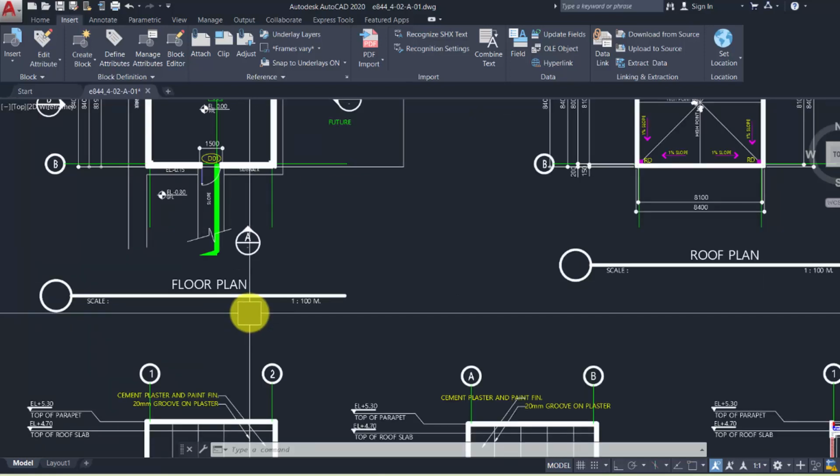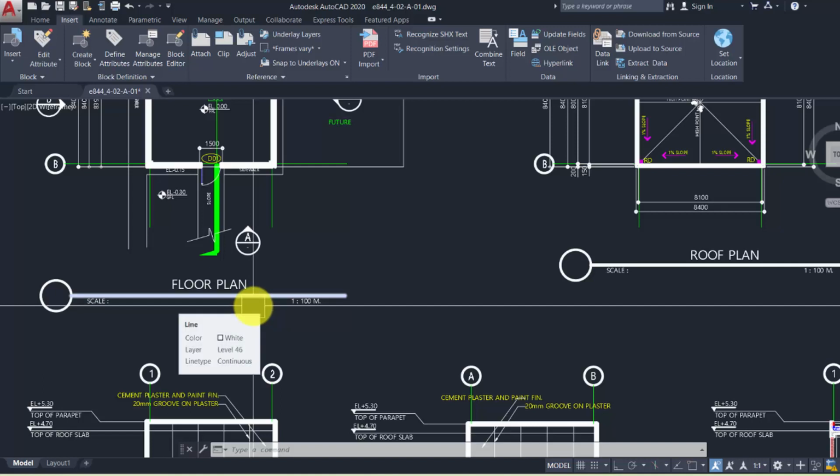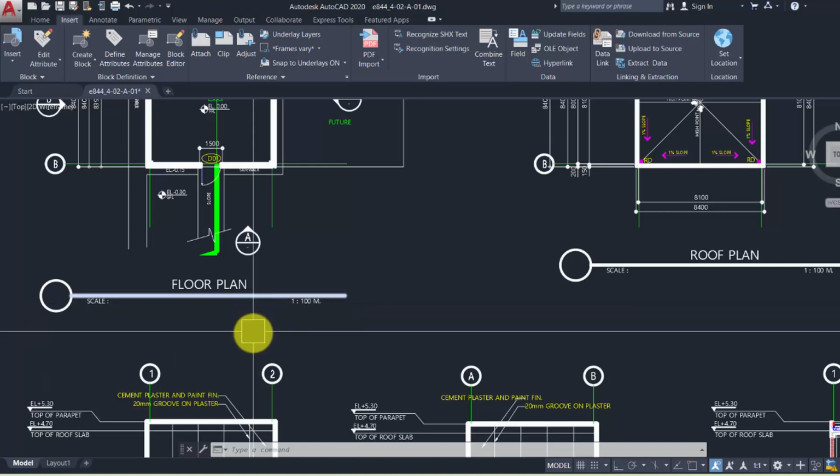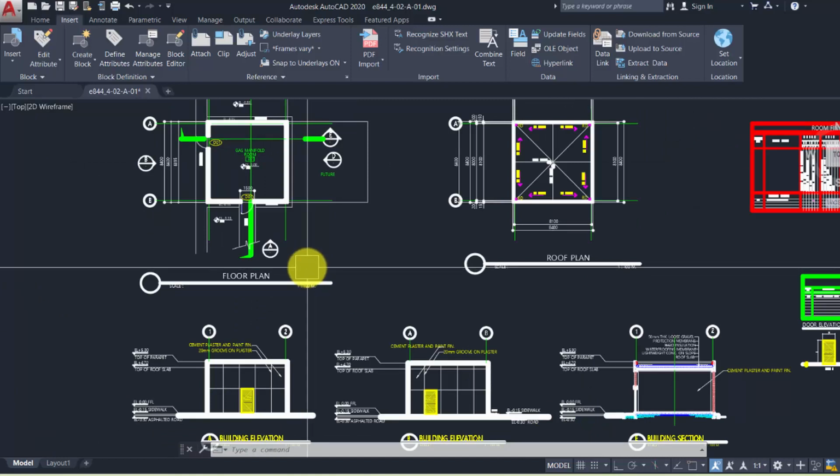So if I write a text for you, in order to write the text, you just need to give the command T and enter. Once you enter, you will be able to write text over here. Just click over here and drag it down. And here you can see that the text will appear. You can write it over here.